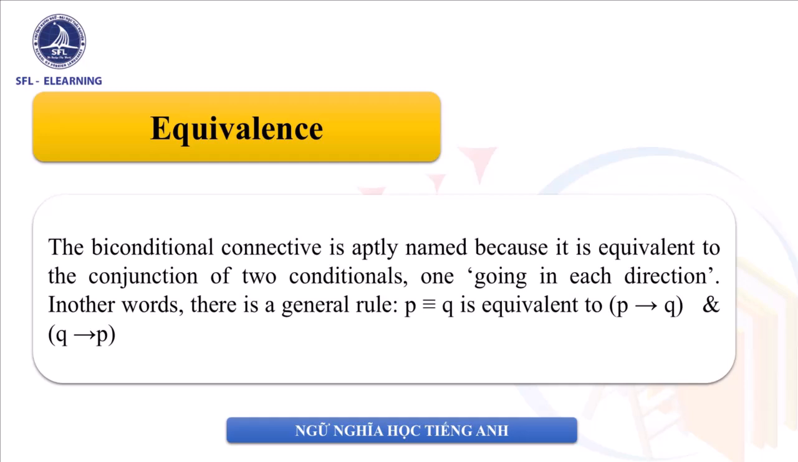The biconditional connective is appropriately named because it's actually a combination of two conditionals, one going in each direction. In other words, there's a general rule that says P if and only if Q is logically equivalent to P implies Q and Q implies P. Or written symbolically, P↔Q is the same as (P→Q) and (Q→P). This means both statements must imply each other for the biconditional to hold true.